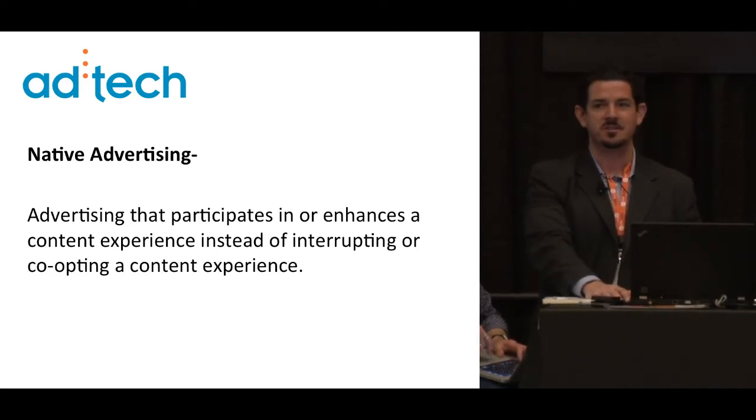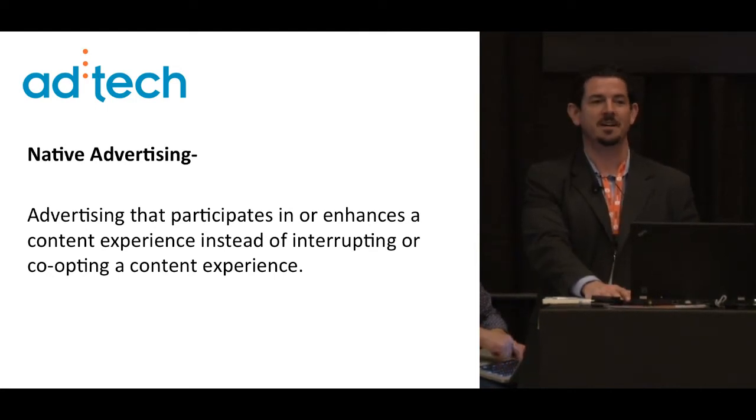So this is kind of my interim definition. There's a couple other definitions out there. If you look on Wikipedia, they'll tell you it looks like an advertorial. So the definition, I think, is still evolving, but it's important that we understand, at least in this room, what we're going to be talking about today.